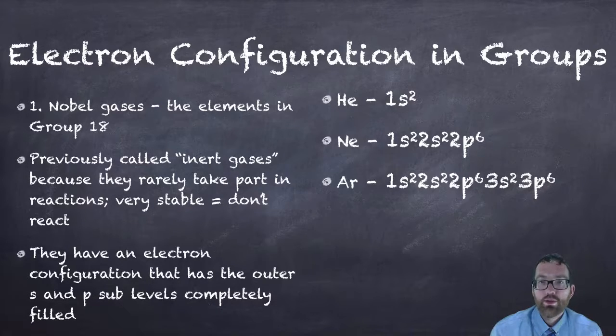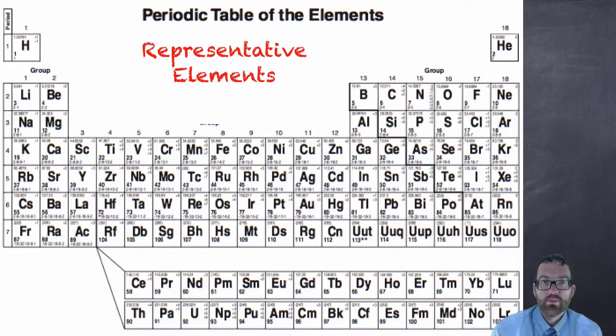Here's argon, the third principal energy level. The 3s and the 3p, again, are completely filled. There are the filled outer shells. So if you see an electron configuration without a name, and you see the s and the p are completely filled, you know it's a noble gas.